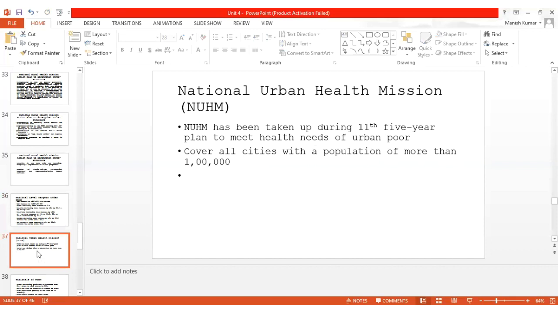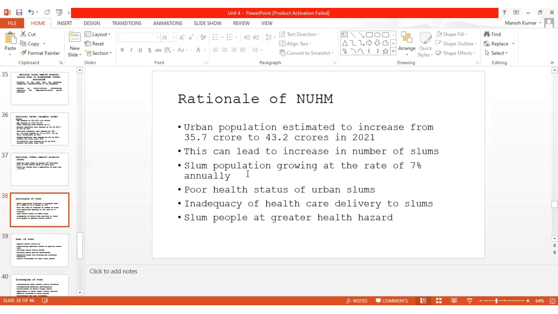Anyways, so the National Urban Health Mission, this was basically a brainchild of the 11th 5-year plan, which talks about meeting the health needs of the urban poor, and NUHM covers all those cities with a population of more than 1 lakh. The rationale of NUHM is that the urban population, which was estimated at 35.7 crore, was supposed to increase to 43.2 crore by 2020-21, which was a larger chunk of population in India.